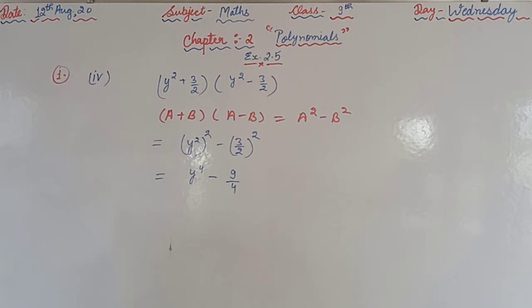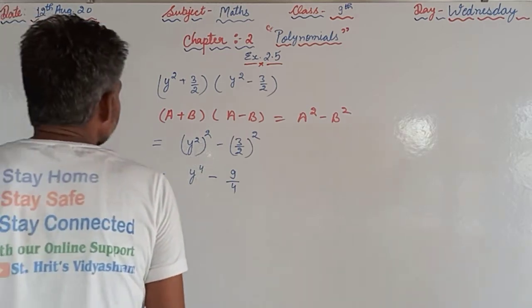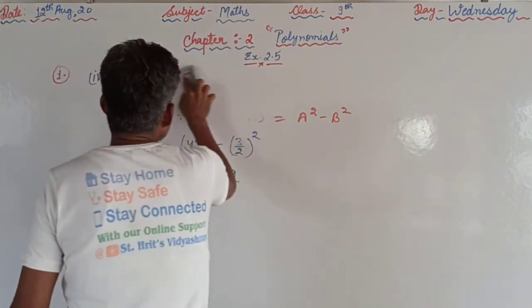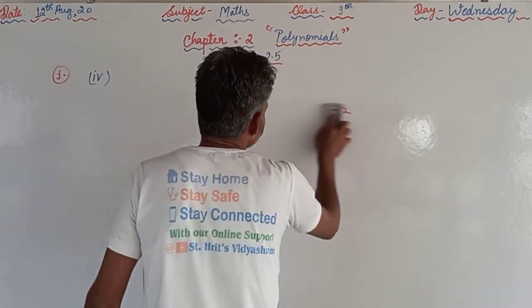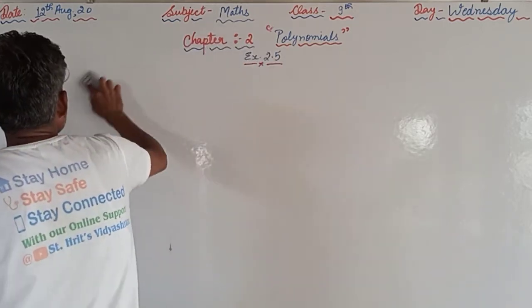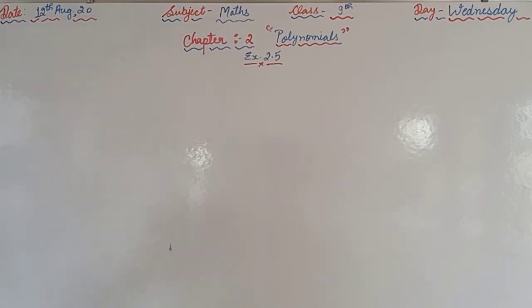The last one is again the same, (3 minus 2x) into (3 plus 2x). That is the same identity we are supposed to use, (a plus b) into (a minus b) is a square minus b square. So the answer will be 3 square minus (2x) whole square, which means 9 minus 4x square. So the answer will be 9 minus 4x square. In this way we have completed question number 1. Now we will proceed towards question number 2. In question number 2 we have to evaluate.